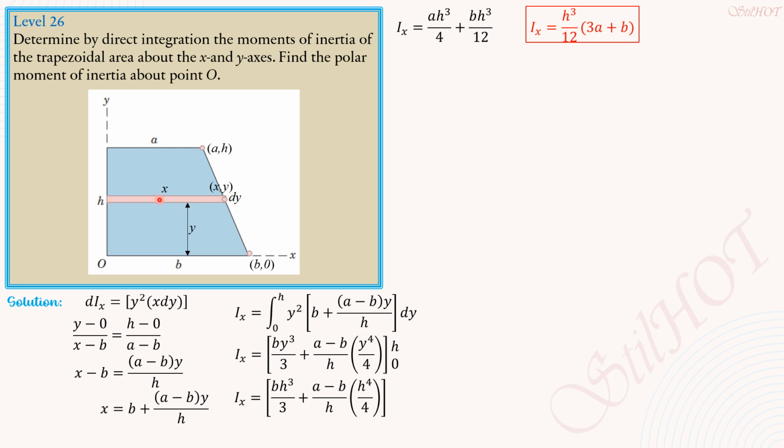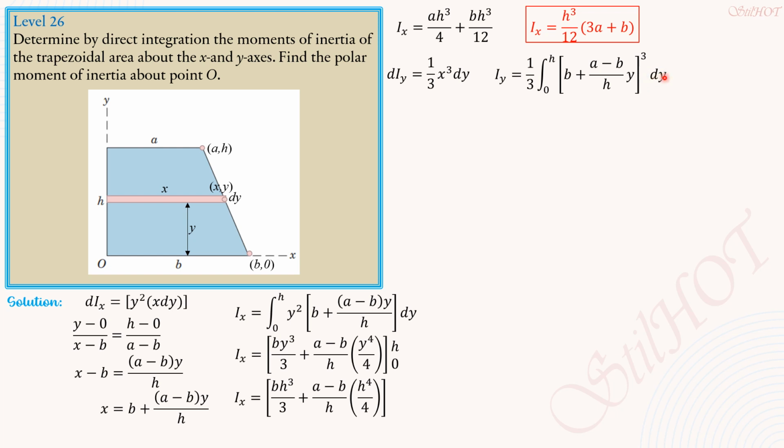Then Iy, we have a strip with respect to the base, dy. So differential Iy is 1/3 x cubed dy. Since we have already derived x, Iy is 1/3 integral from 0 to h of quantity b plus a minus b over h y, cubed, dy. So if we let this entire expression inside the brackets be u, then the differential is a minus b over h dy, which is a constant.